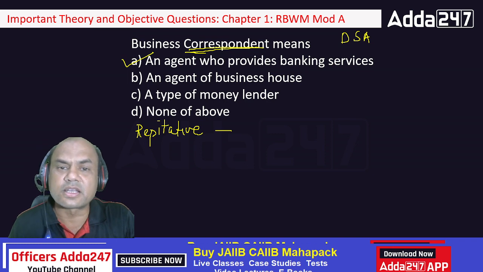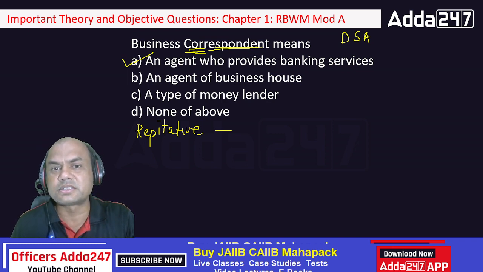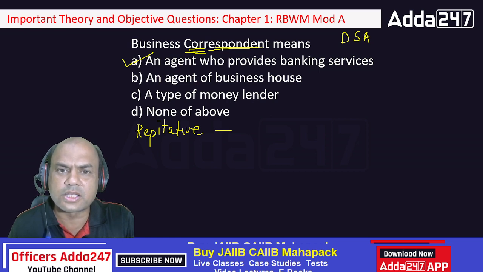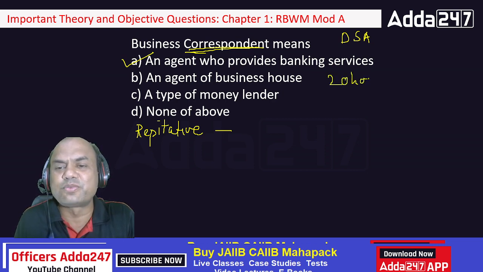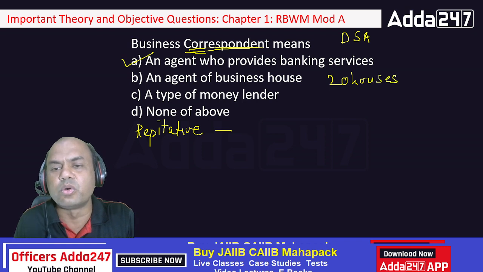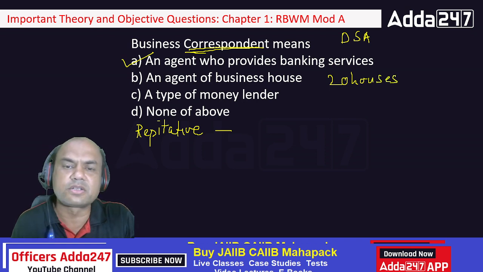Generally the BC is used by the banks not only in cities, it's used in the rural areas also, where the bank cannot reach. Suppose here there are some villages where there are only 20 houses. So is it feasible for the bank to open a branch over there? No. So what does it do? It opens a BC over there, business correspondent.